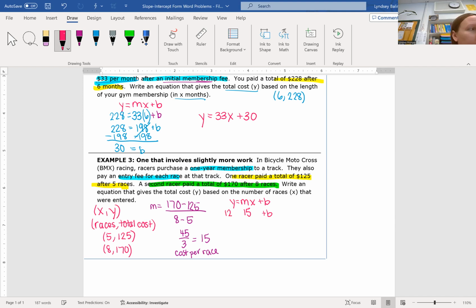So my Y that I'm plugging in is 125. My X that I'm plugging in is 5. And now I can solve for my B. So 15 times 5 is 75. And now I'm going to subtract that 75 from both sides and figure out that 50 equals B. And that's going to represent our membership fee. So final answer after all that, I know is a decent bit. We're going to have Y equals, the total cost is going to equal $15 for each race plus the $50 membership fee to the track.